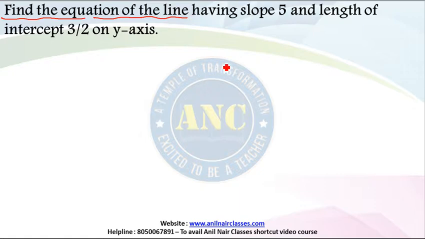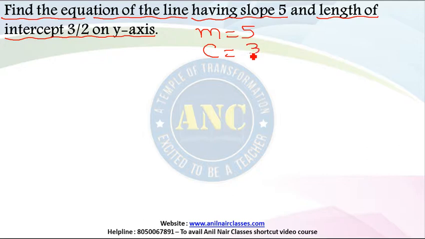Find the equation of the line having slope 5. Now I know the value of slope as 5. M value is known as 5. And the length of intercept on y-axis is 3 by 2. So C value is known as 3 by 2. I know slope value. I know y-intercept value. Why will you make use of intercept form of a line in this?